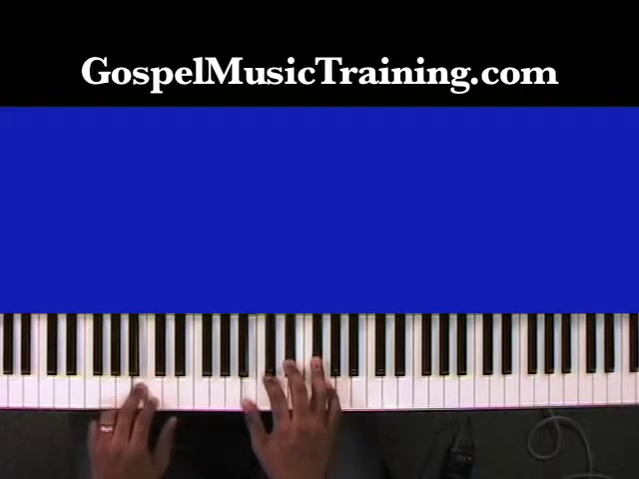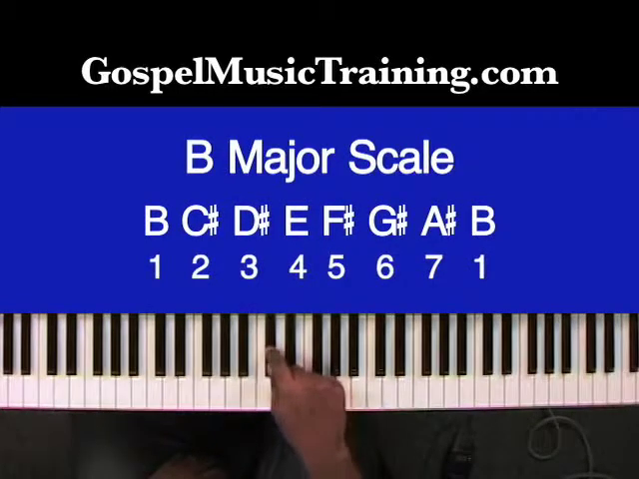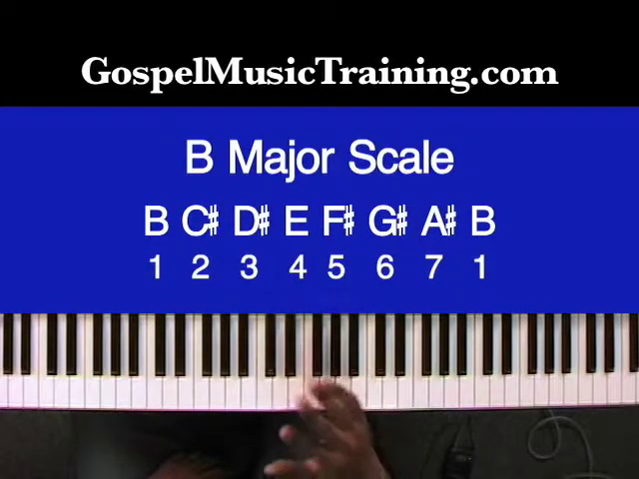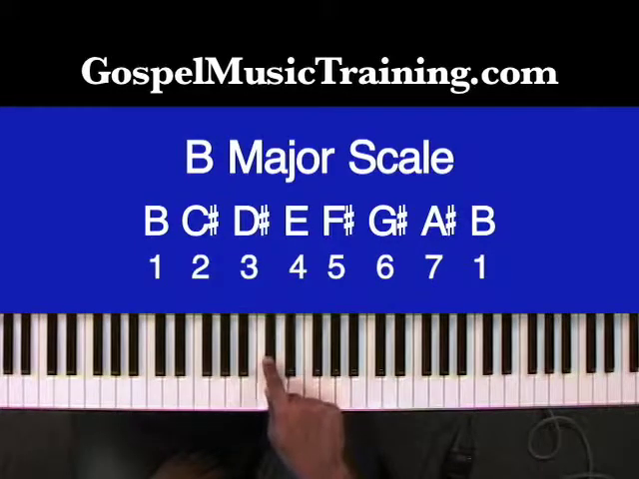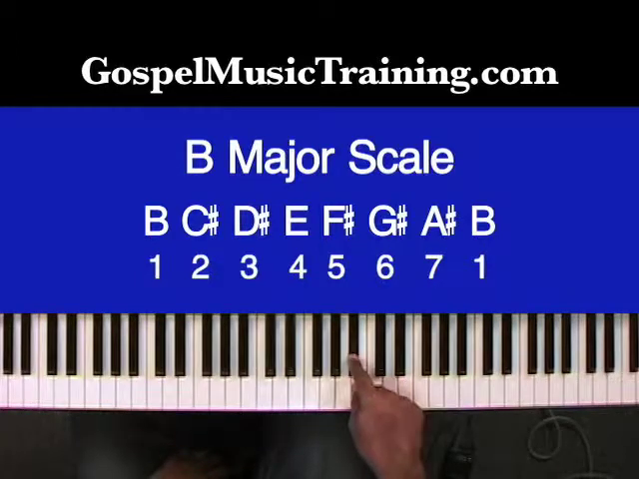Let's go to the key of B. B is 1. C sharp is 2. D sharp is 3. Now you guys should know this. That's why I'm going a little faster. I'm just reviewing what you should have already figured out with Why Won't He Wear White When Hot. So B is 1, C sharp 2, D sharp is 3, E is 4, F sharp is 5, G sharp is 6, A sharp is 7, and B is 1.